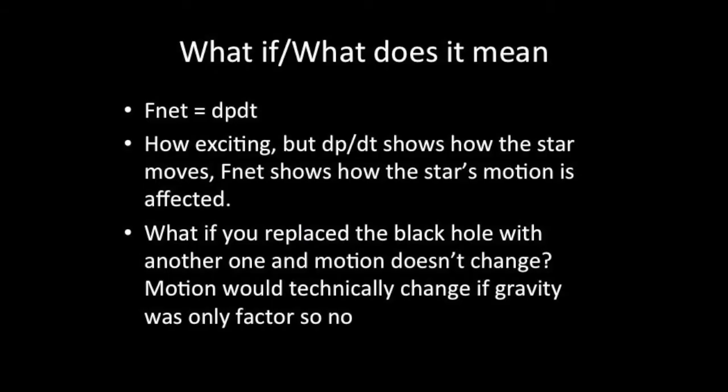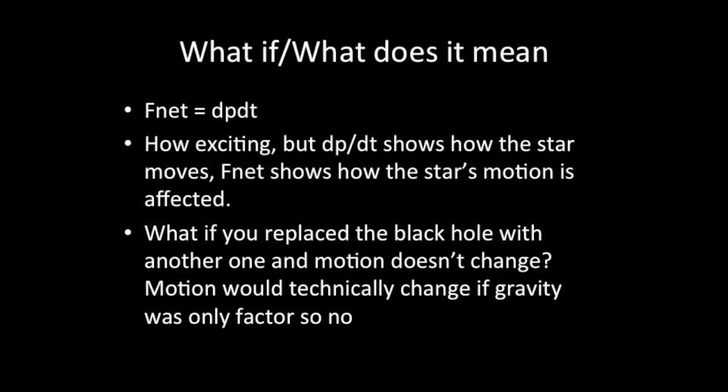What does it mean? Fnet and dP dt and the respective perpendicular and parallel forces will be equal in quantity, however, but different in meaning. dP dt shows the actual change in how the star moves, while Fnet and its respective counterparts show how the star's motion is affected.